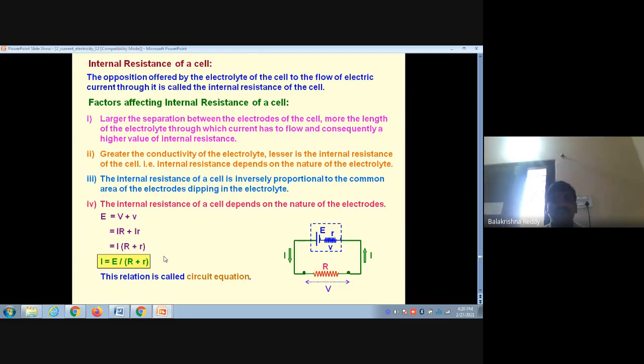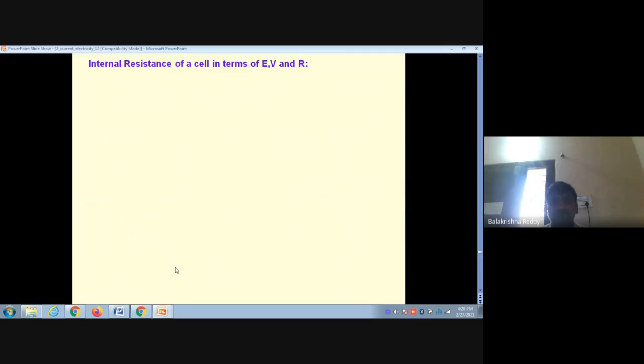Okay, sometimes 2 marks or 3 marks questions can be asked in 12 CBSE. Otherwise, on this base, numericals can be asked. Next, internal resistance of a cell in terms of E, V, and capital R. E, V, and capital R means the relation we are going to find.